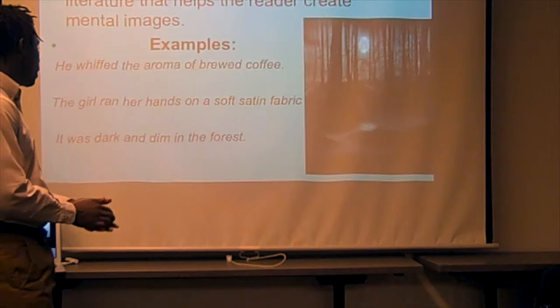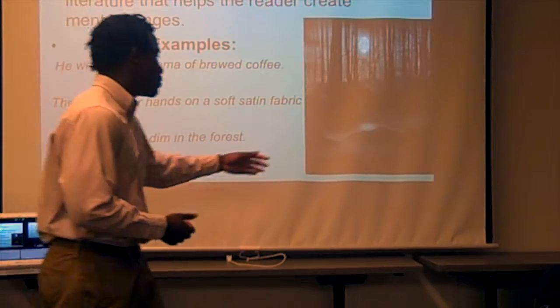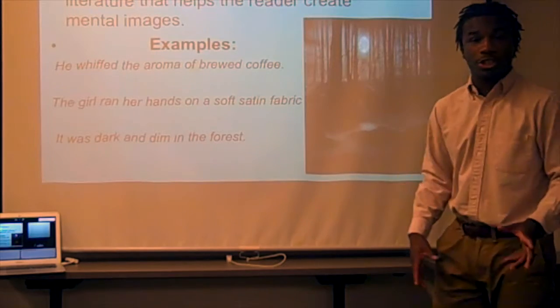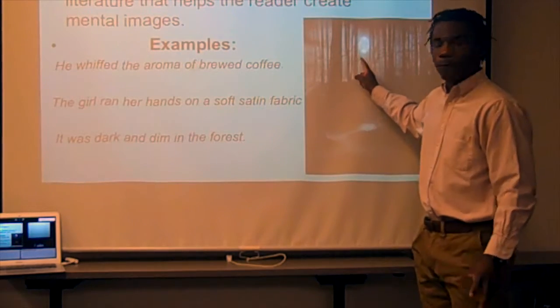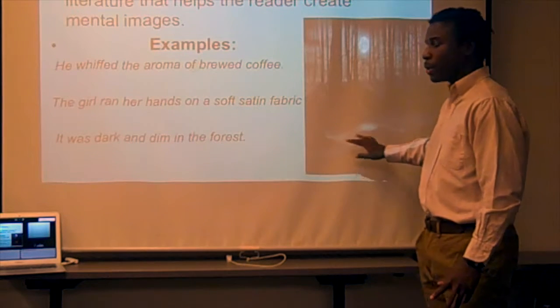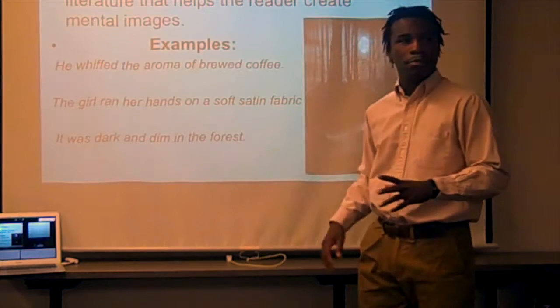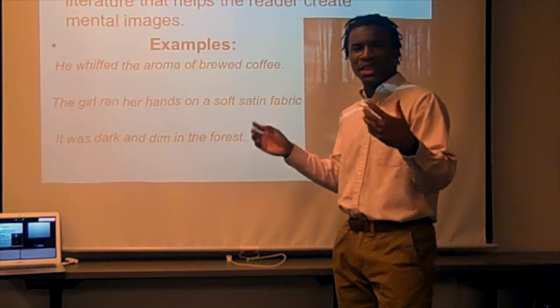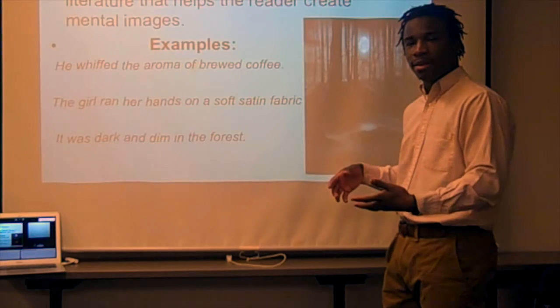Another example. It was dark and dim in the forest. So you see, I searched for a photo that I felt described that. So this is the image that popped up in my head. A big full moon with some trees and some fog. With the use of the words dark and dim, you can kind of get a picture. I'm thinking like I'm seeing some kind of Harry Potter or something. Things like that. All right?